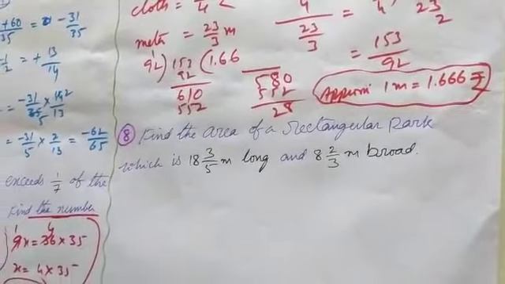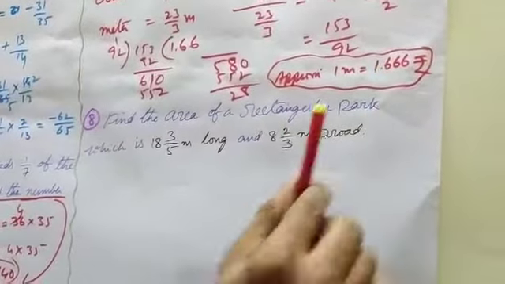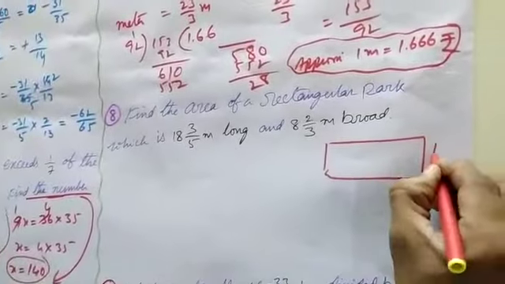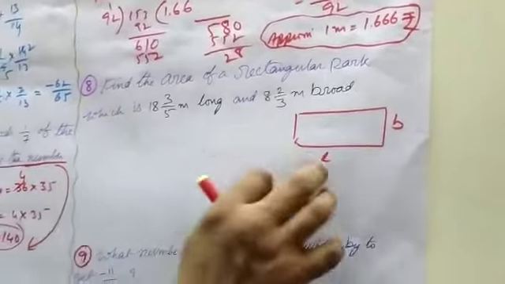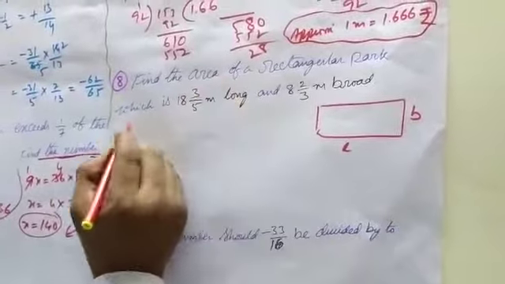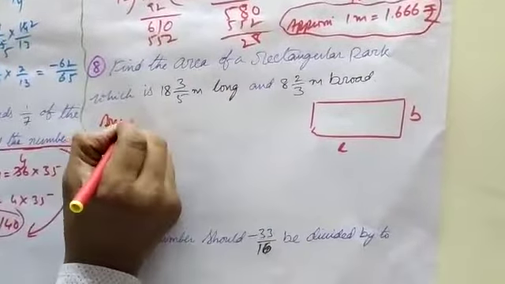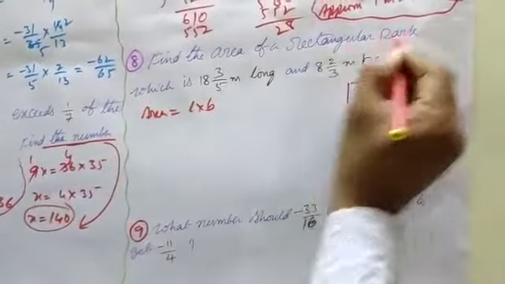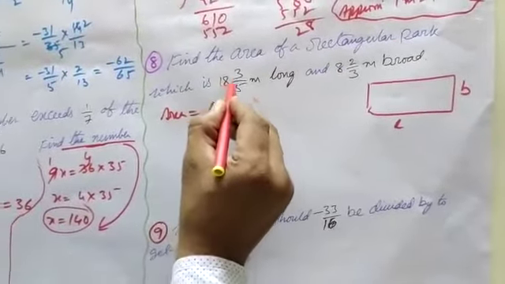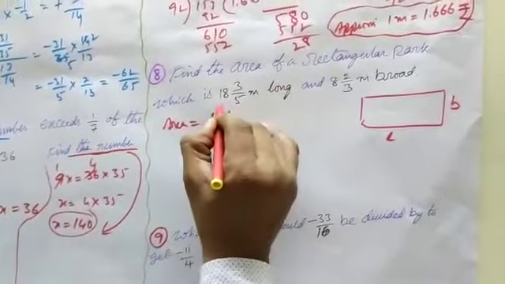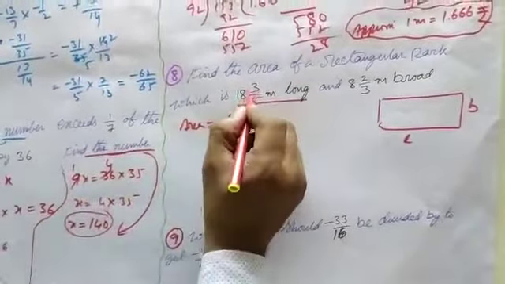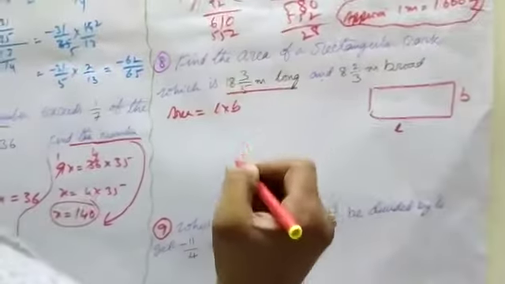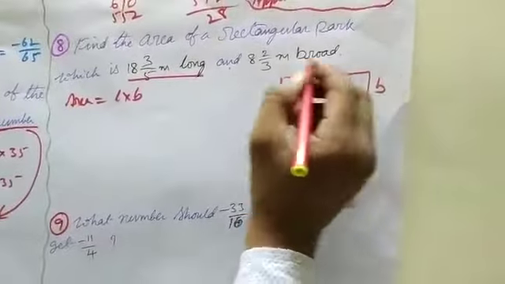Go to 8. Find the area of the rectangular park. This is the rectangle shape, this is the breadth, this is the length. The area of the rectangle is equal to L into B. The park is 18 3 by 5 meters long, so L is 18 3 by 5, and 8 2 by 3 meters broad, so B is the breadth.